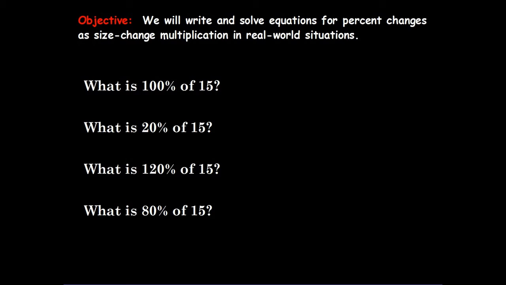What you should do is pause this now and go ahead and try to answer. Okay, so hopefully you've taken the time to try to work these out, and I am going to be writing or typing on here. The writing is going to be a little messy, so we'll see if I can type it out. So what is 100% of 15?